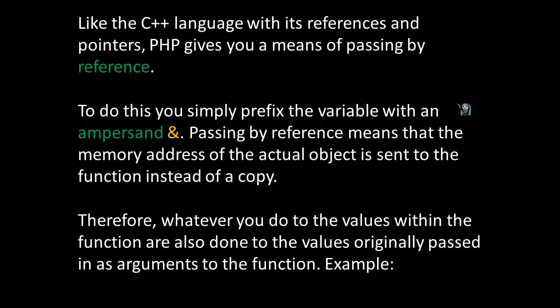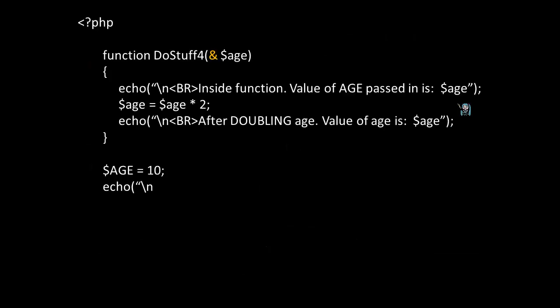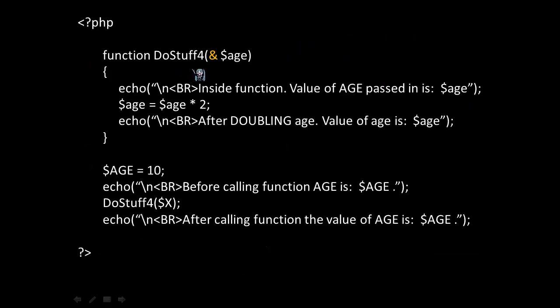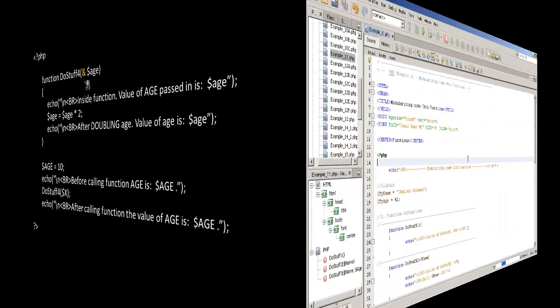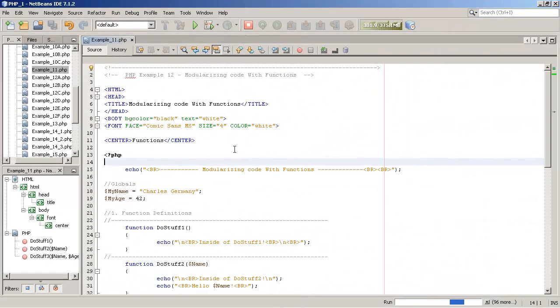Therefore, whatever you do to the values within the function are also done to the values originally passed in as arguments to that function. For example, here in this example, we've defined the function doStuffWhere to accept an argument by reference instead of by value. Therefore, instead of passing in a copy, which would not change the original argument being passed in, we're passing in a memory address that points to the original variable. So whatever we do to age inside the function doStuffWhere will also affect the value of the global age that's outside of the function.